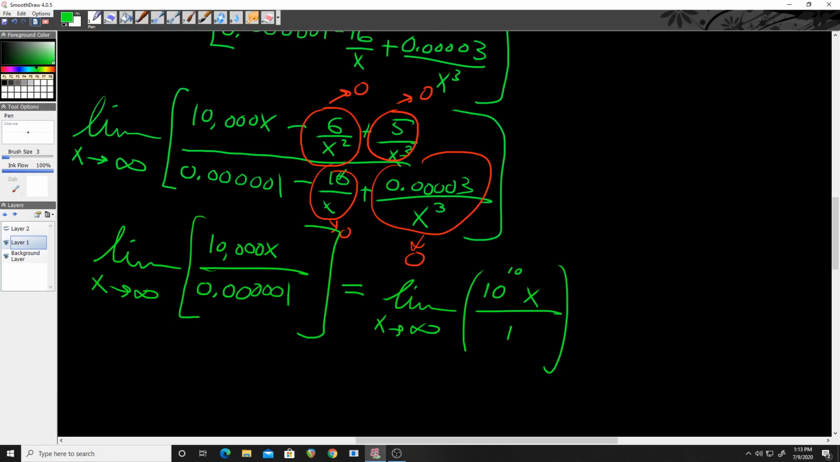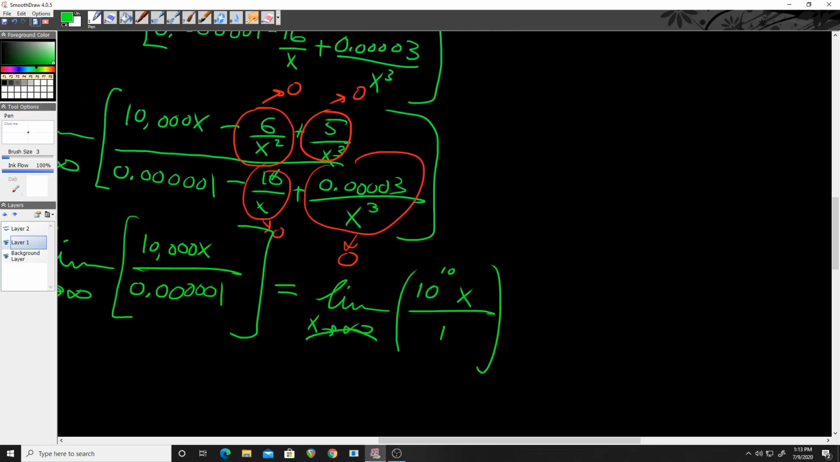And so we have x in the top, no x in the bottom, and x itself is going to infinity. We're taking something that's going to infinity and multiplying it by 10 to the power 10, which is literally 10 billion. And so this obviously will go to infinity. Good.